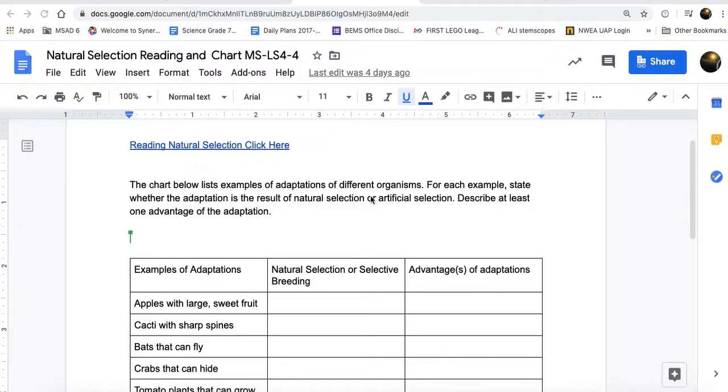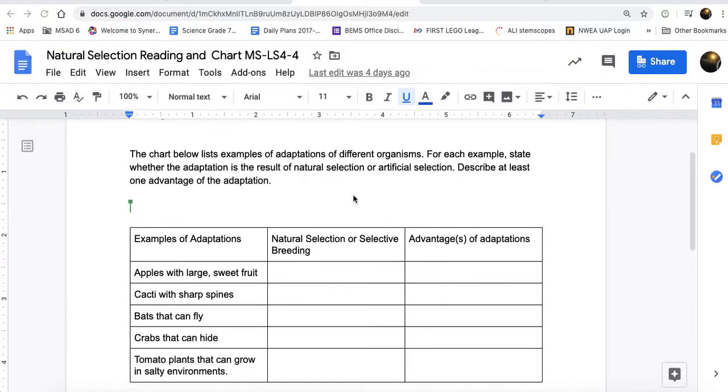This is a quick video to give you an overview of this assignment and what you're expected to do on it. It's about natural selection. There's a reading and chart. The chart below lists examples of adaptations of different organisms. For each example, state whether the adaptation is a result of natural selection or artificial selection. Describe at least one advantage of the adaptation.